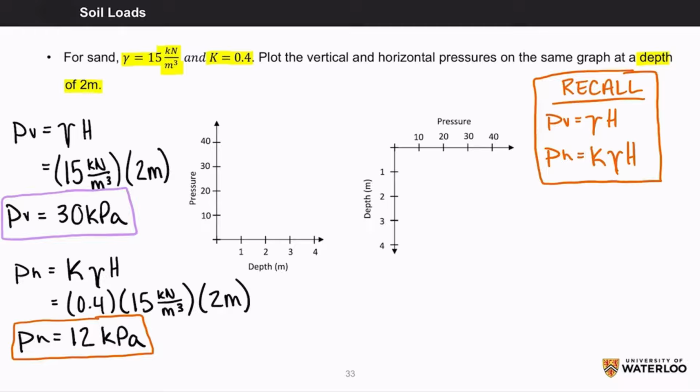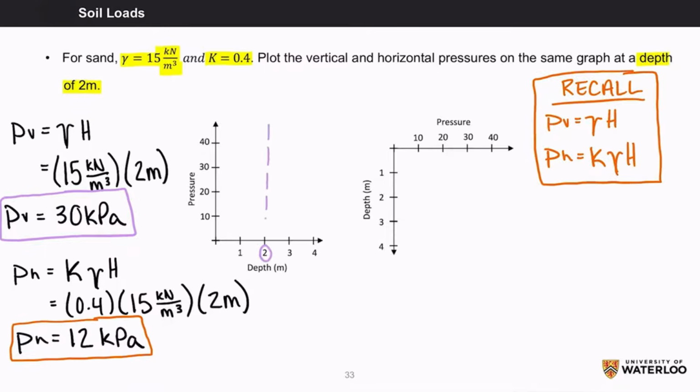Let's start with the graph that has depth on the x-axis. Starting with vertical pressure, it had a depth of 2 meters and a pressure of 30 kilopascals. Since pressure changes linearly with depth, we can draw a straight line from 0 kilopascals to 30 kilopascals to show the change. Then we can write the coordinates. For horizontal pressure, it had a depth of 2 meters and a pressure of 12 kilopascals. We can draw the linear line and write the coordinates.